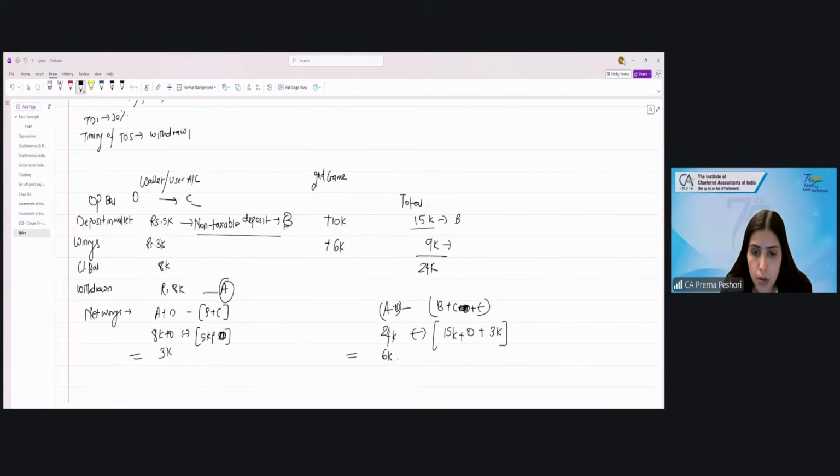If there are multiple user accounts, then that is not considered as withdrawal. That is not considered as withdrawal.